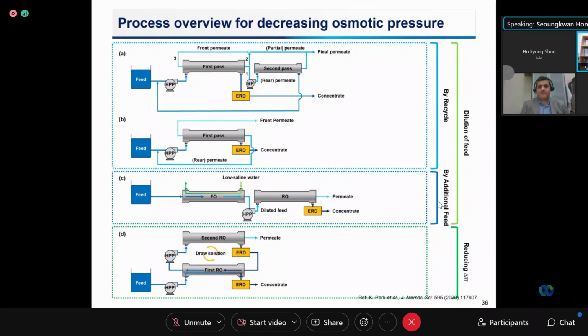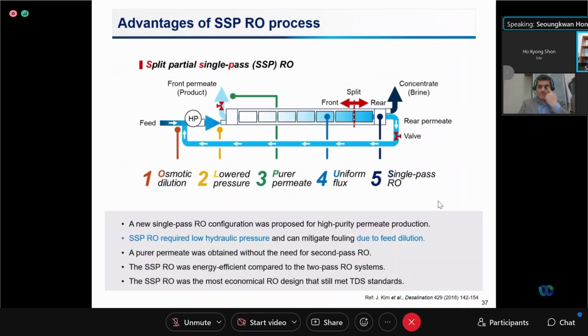The dilution of the feed stream can also be done in two ways. The first is to make a recycle stream by using low-concentration water, such as permeate from the first pass or concentrate from the second pass in the SWRO process. The second way is to utilize an additional feed stream, such as treated wastewater or brackish water, as shown in this diagram. This is something that we developed in our research group.